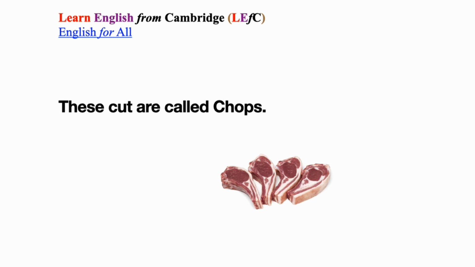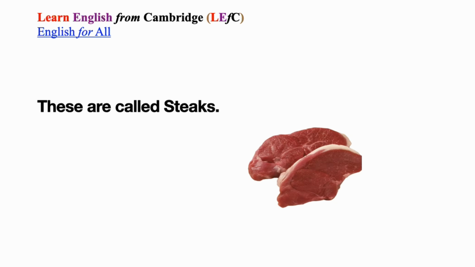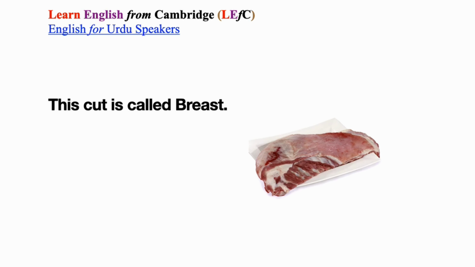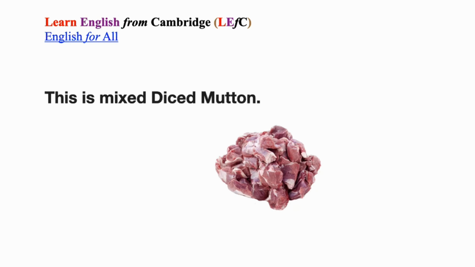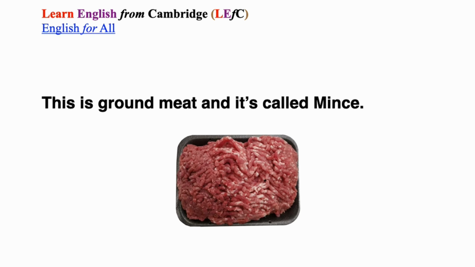These cuts are called chops. These are called steaks. This cut is called breast. This is mixed diced mutton. This is ground meat and it's called mince.